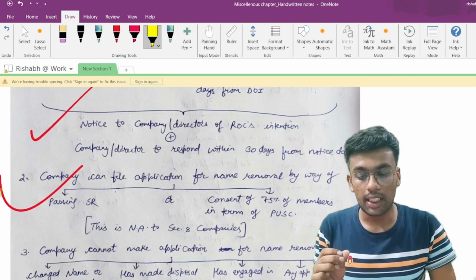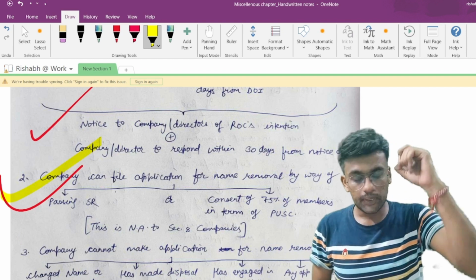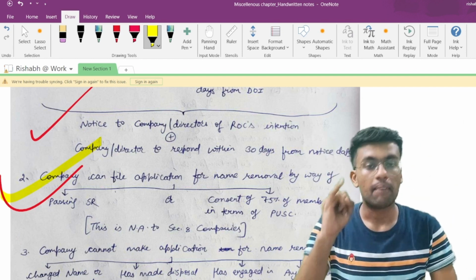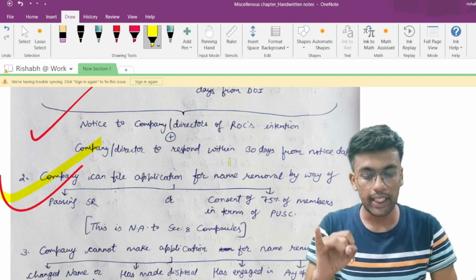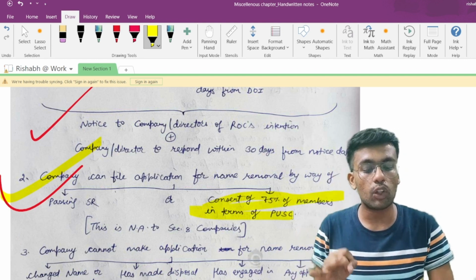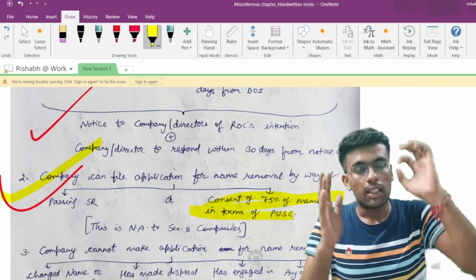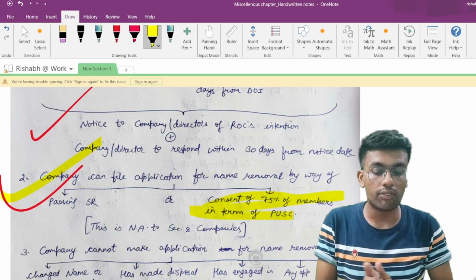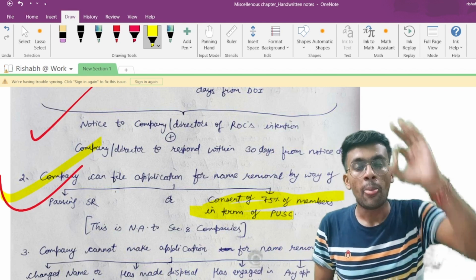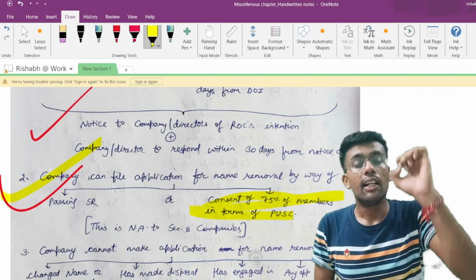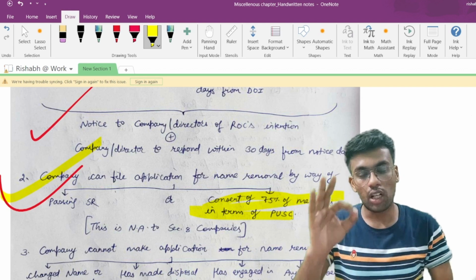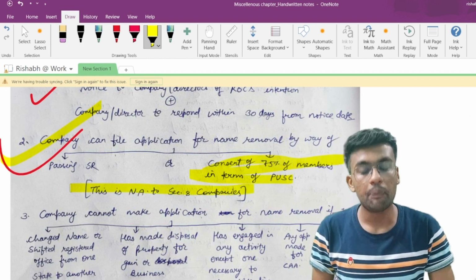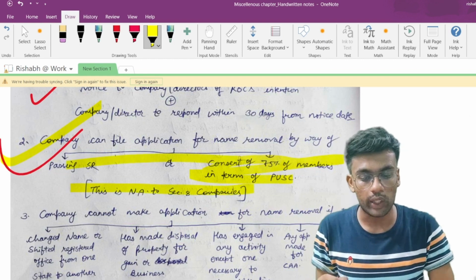Here, a company can make an application to the ROC for the removal of the name by way of passing a special resolution at the meeting or with the consent of 75% or more of the paid up share capital. Matlab, by way of a special resolution or by way of consent of 75% of the members in terms of paid up share capital, the company can file an application to the registrar for removal of the name of the company. This provision is not applicable in the case of a section 8 company. Matlab, a section 8 company cannot do either of these two acts.